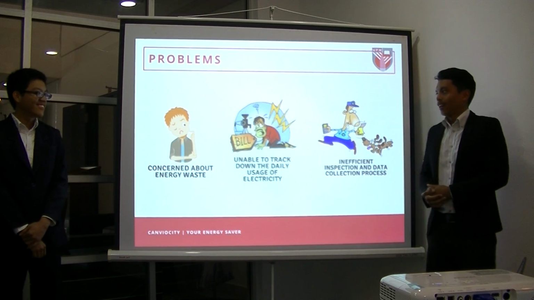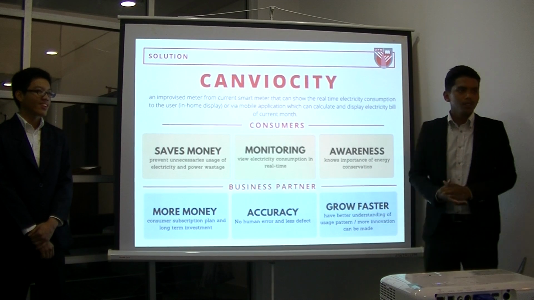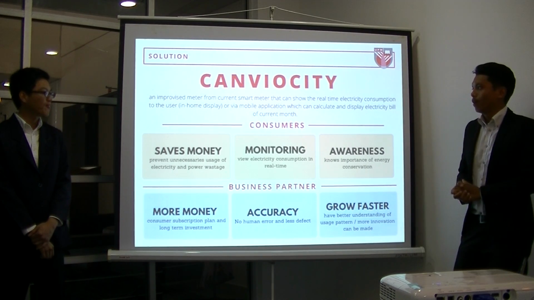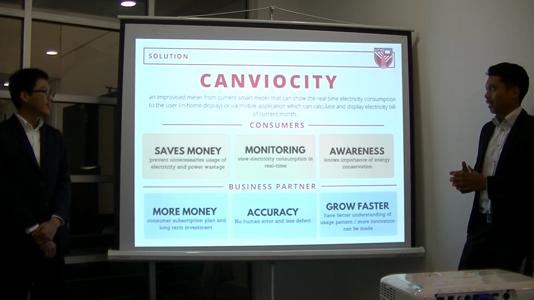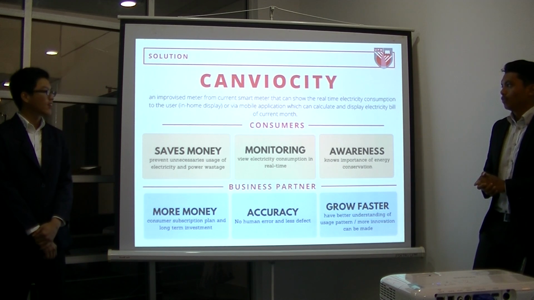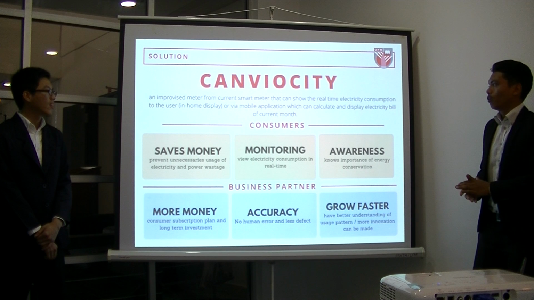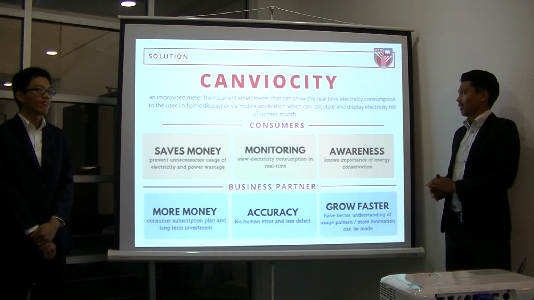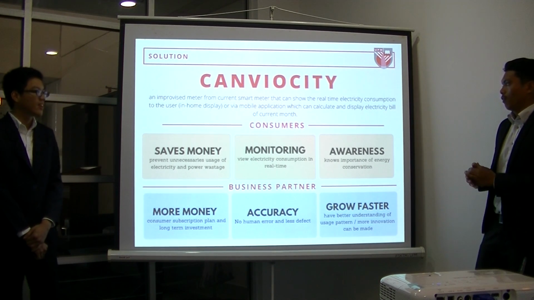So, the solution. This instrument represents Canviocity. Canviocity is an improvised meter from the current smart meter that can show real-time electricity consumption to the user on a home display and via a mobile application, which can calculate and display the electrical bill of the current month.